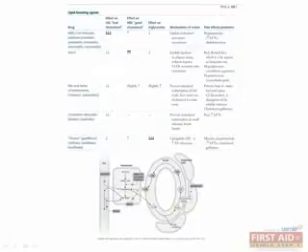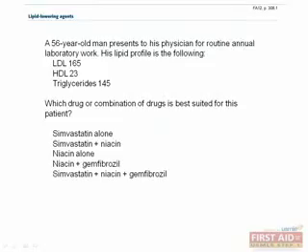Okay, now I know that was a lot of detail about how to lower lipids, so let's review this information with a mini case. Ready? A 56-year-old man presents to his physician for routine annual lab work. His lipid profile is the following: LDL 165, HDL 23, and triglycerides 145. Which drug or combination of drugs is best suited for this patient? Simvastatin alone, simvastatin and niacin, niacin alone, niacin and gemfibrozil, or simvastatin and niacin and gemfibrozil.